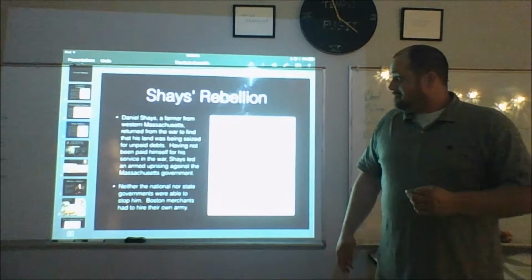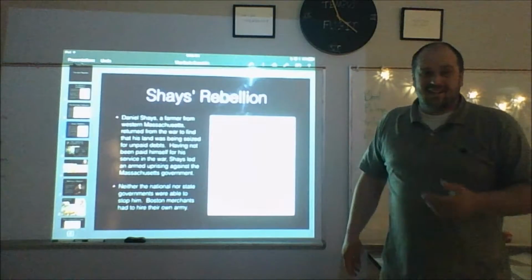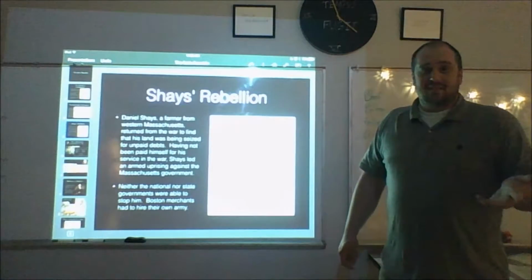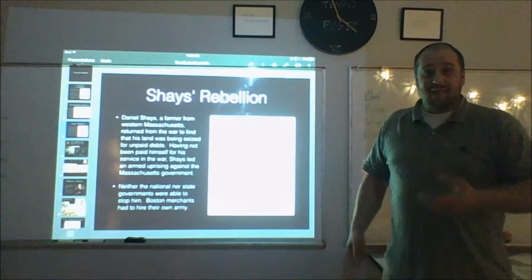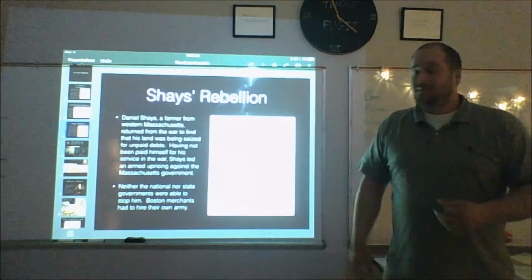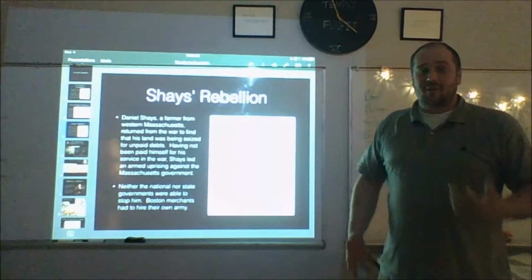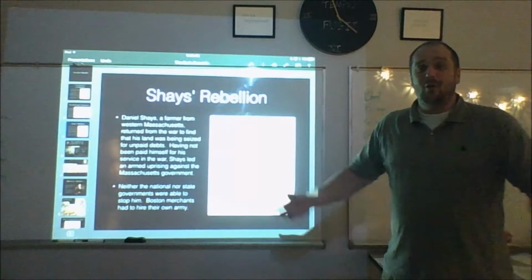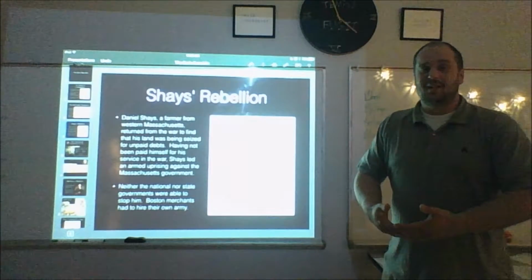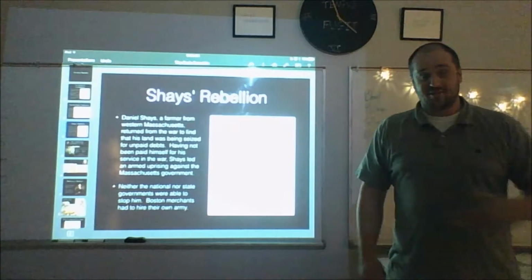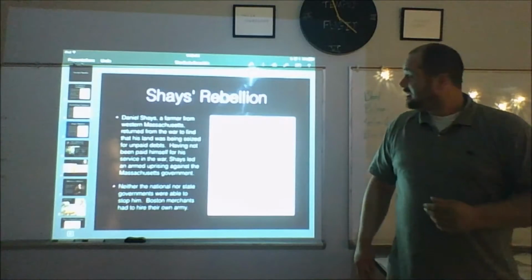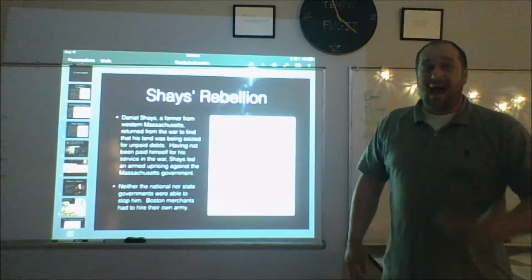And Massachusetts is unable to stop this. The government just cannot raise enough money to raise the militia. The federal government is unable to raise money to send an army. And what ends up happening is a bunch of rich merchants in Boston basically donate money to this general named Benjamin Lincoln, who then raises a militia with the donated money and defeats Daniel Shays and chases his men off the field. Now, that's bad.